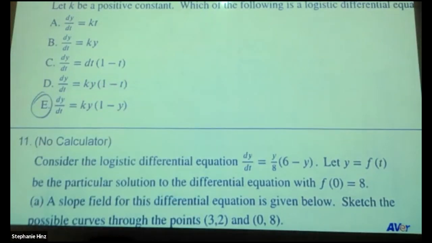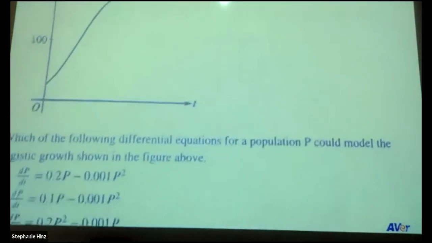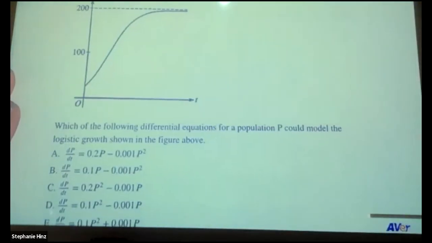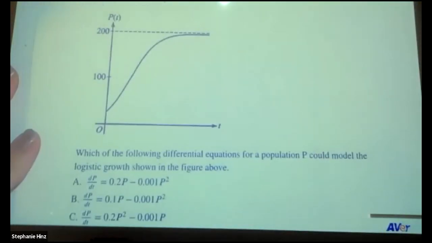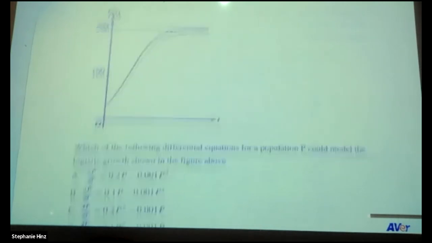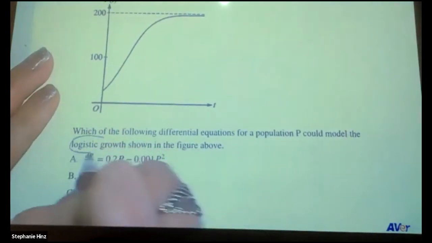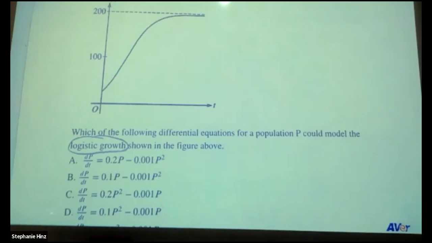I am going to skip now to question number 12. Would you go with me, please? So this is question 12. It says, which of the following DEs for a population P could model the logistic growth shown in the figure above? All right.